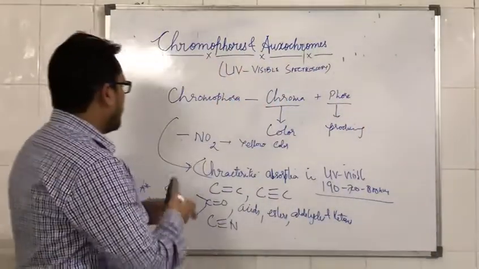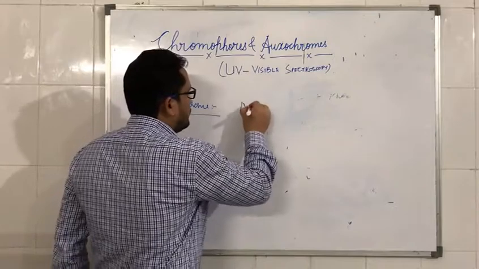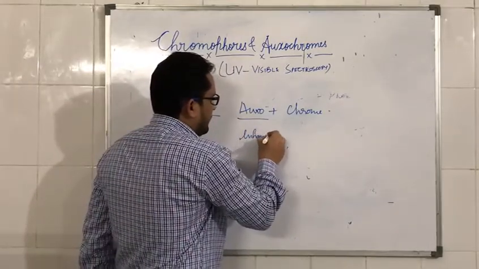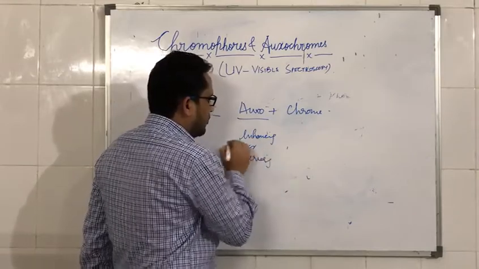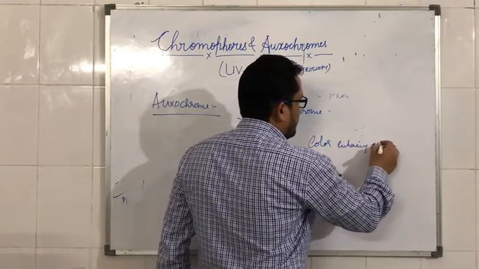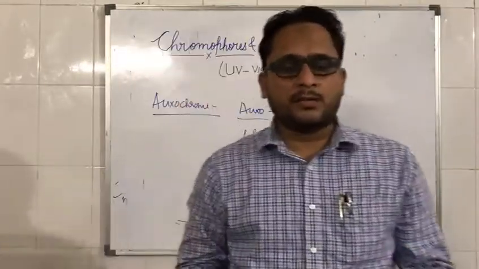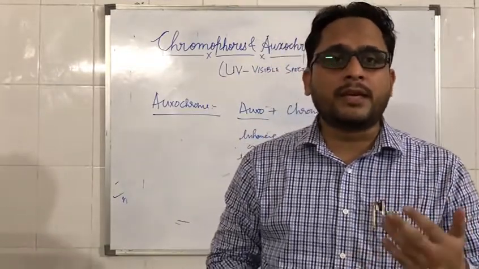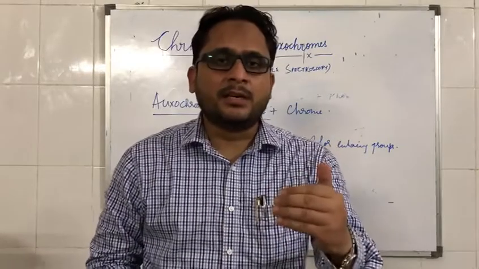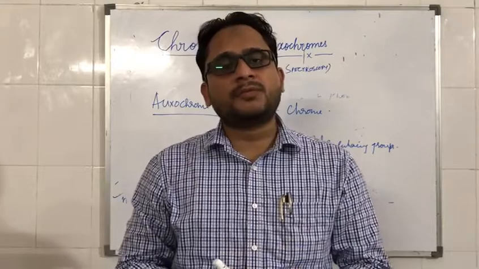Let us move on to auxochromes. Auxochromes are also made up of two words, auxo and chrome, because auxo means enhancing or increasing. So auxochrome means they are color enhancing groups. According to the definition, we can say that any isolated covalently bonded group that does not have its own characteristic absorption in UV visible region, but if present, shifts the characteristic absorption of a chromophore towards longer wavelength. They increase the color towards higher wavelength. Such groups are known as auxochromes.